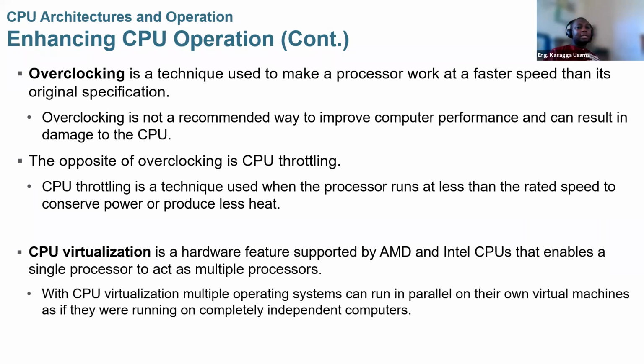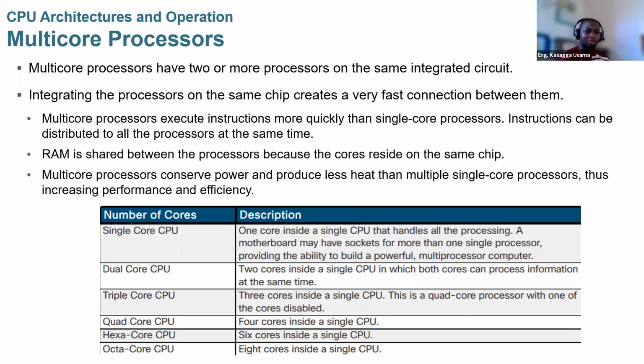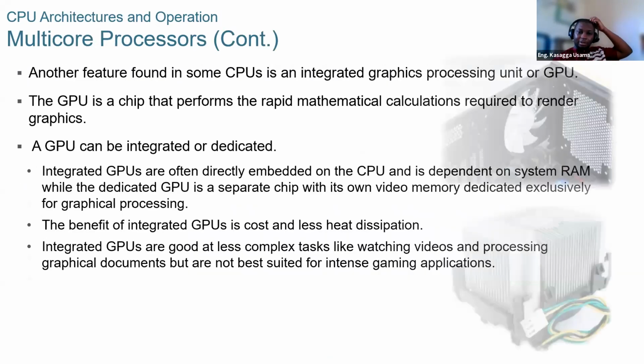Then you talk about the CPU virtualization, okay? Virtualization is hardware supported by these 2 manufacturers, the AMD or Intel CPU, that enables a single processor to act as multiple processors. That's why you have dual core, okay, the different cores of machines, to support it. You have single core, dual core, triplex. These are all to help enhance the machine. They are well explained here. You can take your time.